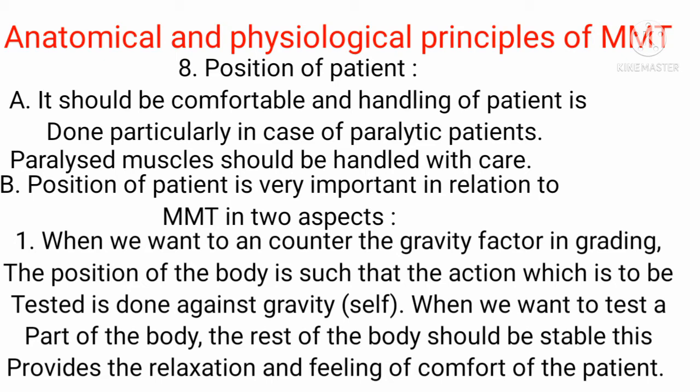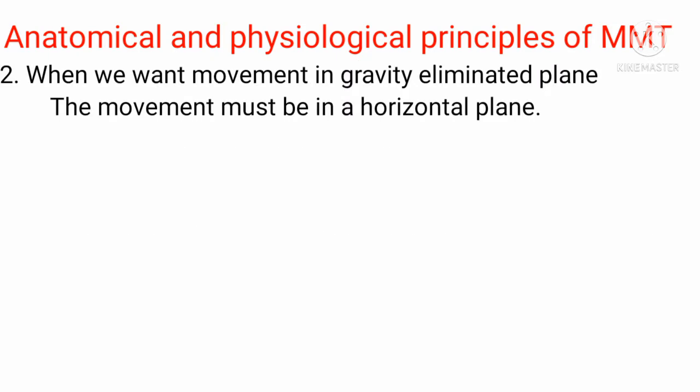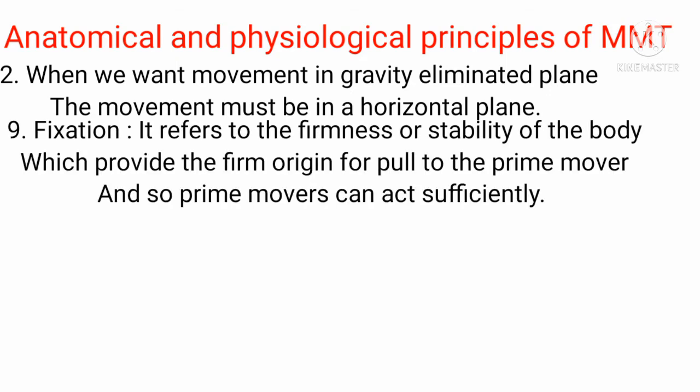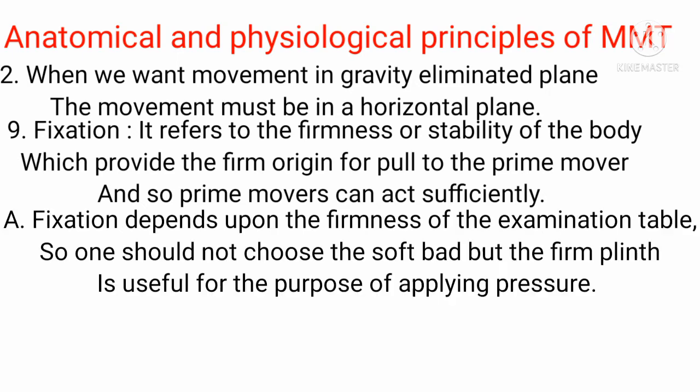When we want to test a part of the body, the rest of the body should be stable. This provides relaxation and a feeling of comfort to the patient. Second, when we want movement in a gravity-eliminated plane, the movement must be done in the horizontal plane. Fixation refers to the firmness or stability of the body, which provides a firm origin for the pull of the prime mover, so the prime mover can act sufficiently. Fixation depends upon the firmness of the examination table, so one should not choose a soft bed, but a firm plinth is useful for applying pressure.